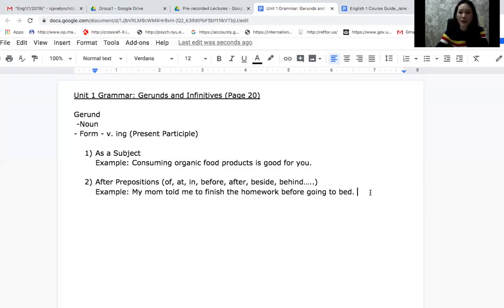So let me say again. We usually place a gerund, one, at the beginning of a sentence when we use it as a subject; two, after prepositions, like this example. Every time you want to use a verb after a preposition, change that verb into a noun by adding ing, and that's fine. That would be good. Okay, so that's a gerund.